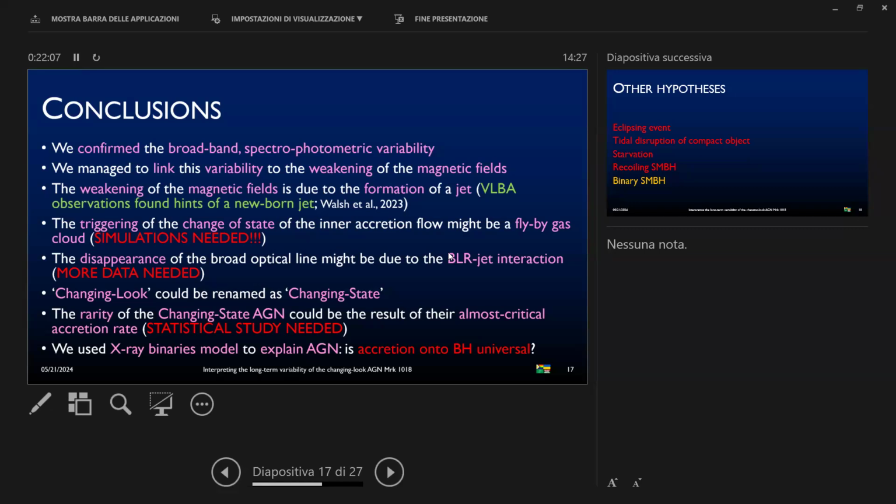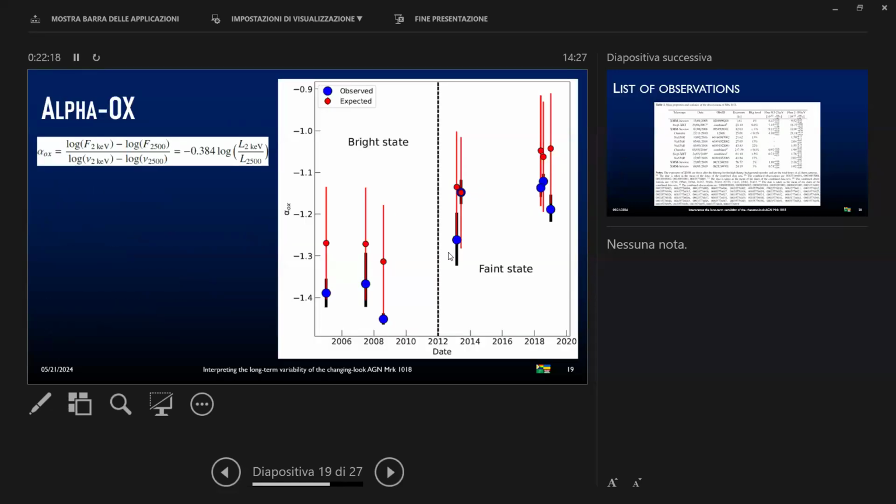Very nice talk. I wanted to ask you, how much did alpha OX, the slope between the X-rays and the UV, change? Yes, so the alpha OX is also telling us that X-rays are just responding to the change in the underlying UV. Because when you compare the expected and the observed, they are basically following the trend. The blue points are following the trend of the red points. So it's very interesting to have that for the same source.